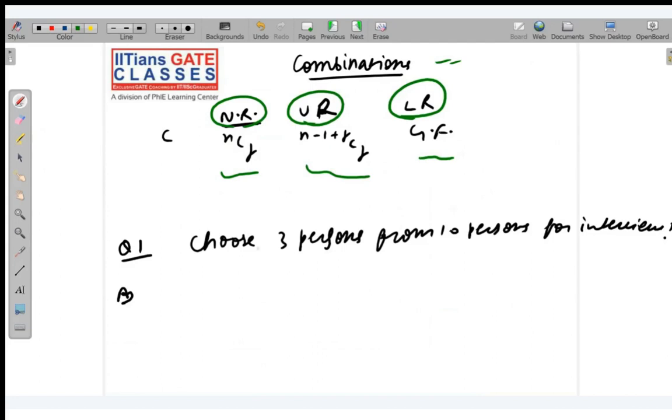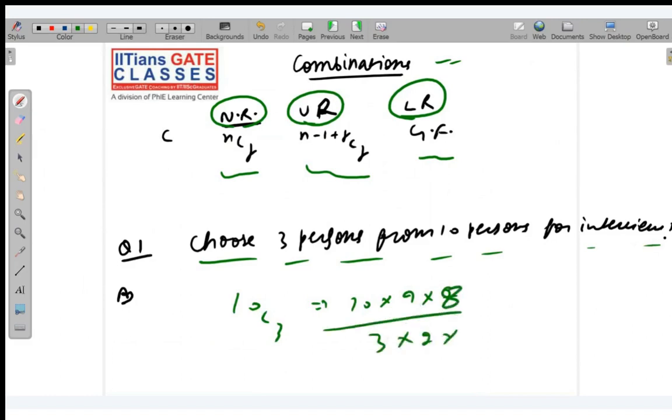First question: choose 3 persons from 10 persons for an interview. That is very simple. So 10C3. From the 10 persons, I will choose the 3 persons. How do you expand it? 10 into 9 into 8 divided by 3 factorial, 3 into 2 into 1. So 3 3s are 9, 2 4s are 8. 120 is the answer. 10C3 is 120.